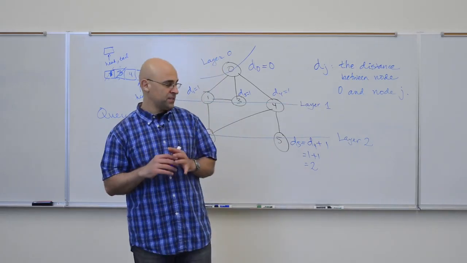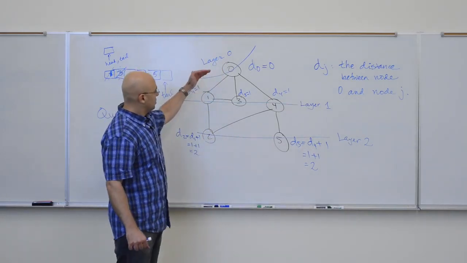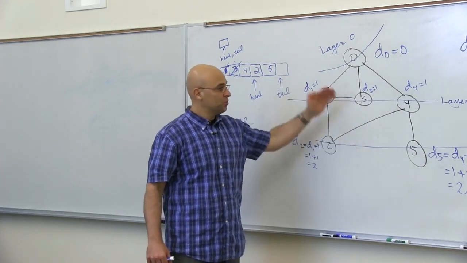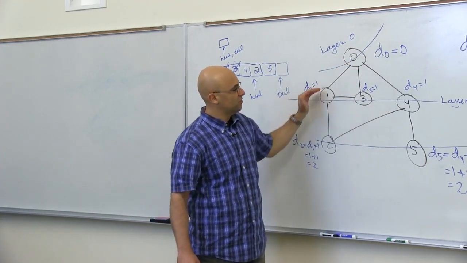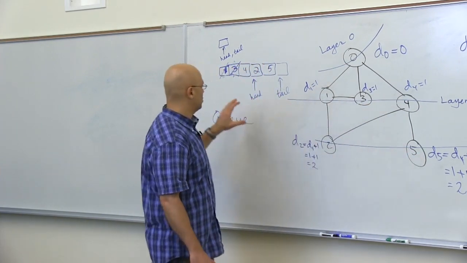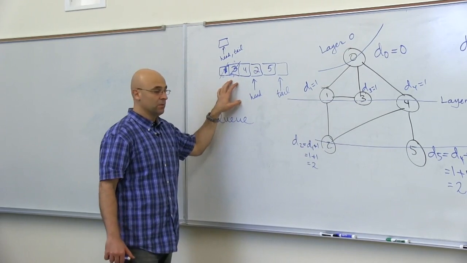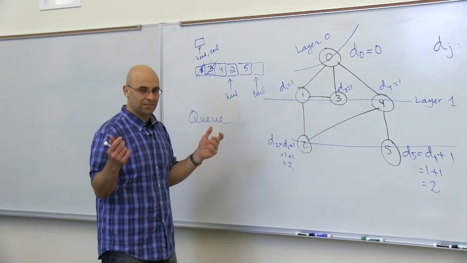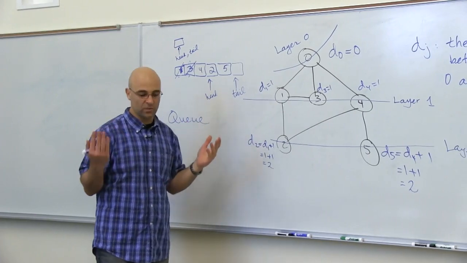Okay, so we have seen that to compute distances in the graph, we can proceed in layers. To proceed in layers and deal with this node first, then these nodes second, then these nodes, we needed to use a data structure that we call the queue. Again, think about a queue as a list that has two endpoints. One is called the head, one is called the tail.